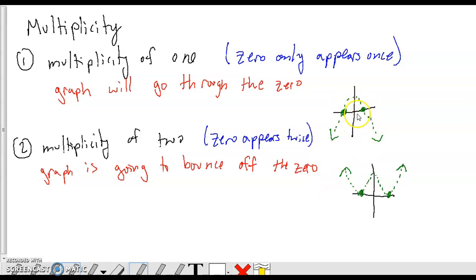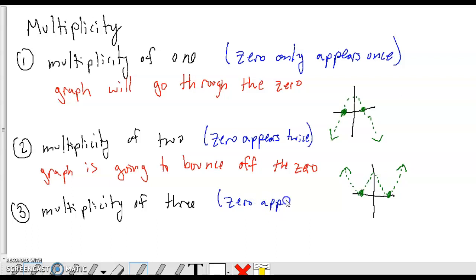Again, we can have a combo of these multiplicities. I can have a multiplicity of 2. I can have a multiplicity of 1. And then the last type we're going to see is the multiplicity of 3. Basically what this means is, again, your 0 appears 3 times. And your graph crosses the 0, but it's going to cross it as a cubic.